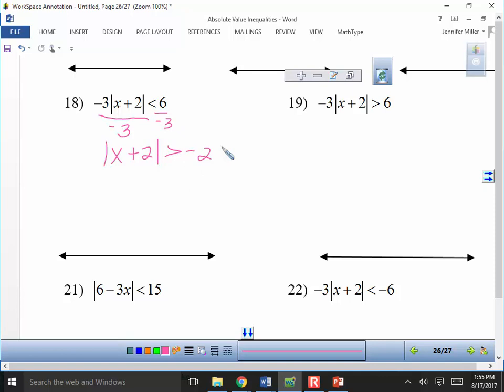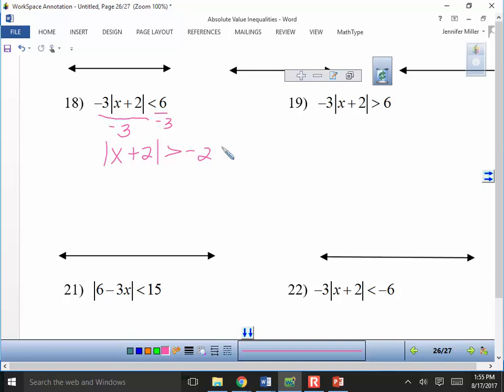All right, now at this point, it almost looks like an or inequality, but it's not. And how do we know that it's not? Because there's a negative, right? And if there's a negative on the other side, it's going to be one of your special cases, right? If the absolute value is by itself, and then you have a negative on the other side, it's either no solution or all real numbers.